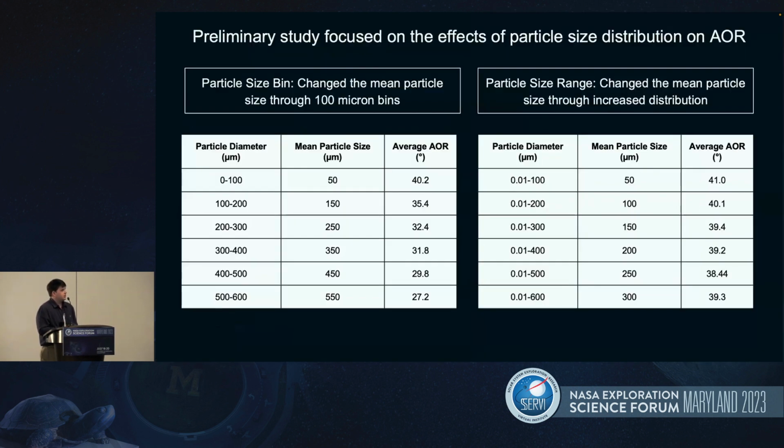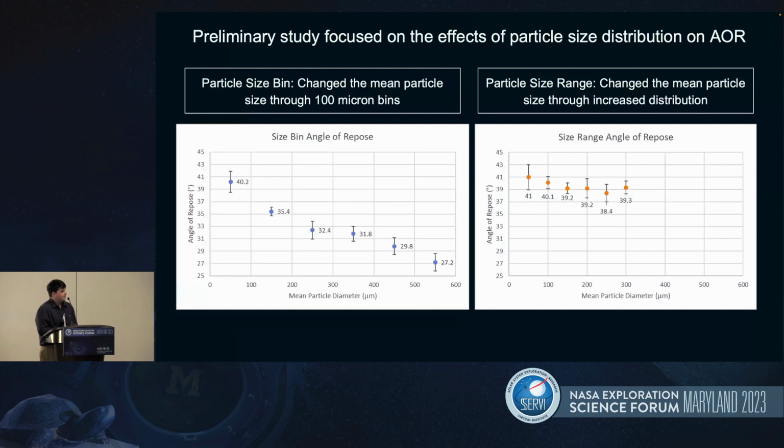So the results of this preliminary study, well, first you can see how I split up the particle sizes. It goes 0 to 100, 100 to 200, up to 500 to 600. And then the particle size range group just continuously increases the upper limit, divided equally, so like 0 to 300 microns would have a third 0 to 100, a third 100 to 200, and a third 200 to 300. You can see on these graphs that there are some pretty significant differences between these.